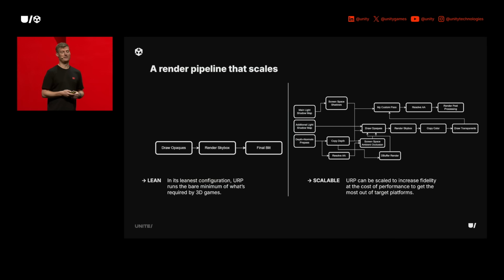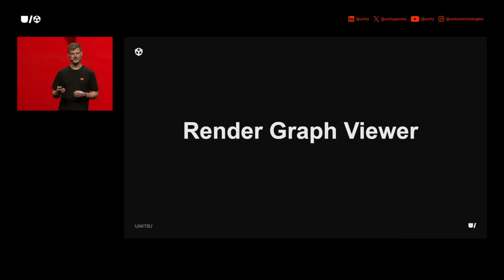URP can be a very minimal pipeline in its leanest configuration. And then it scales with more effects you are adding. And with adding the effects, you can then get the most out of your target platform. In Unity 6, we can easily visualize in one view how different URP settings change the rendering of your frame. And that can be done with the render graph viewer that I want to show you in the editor again.